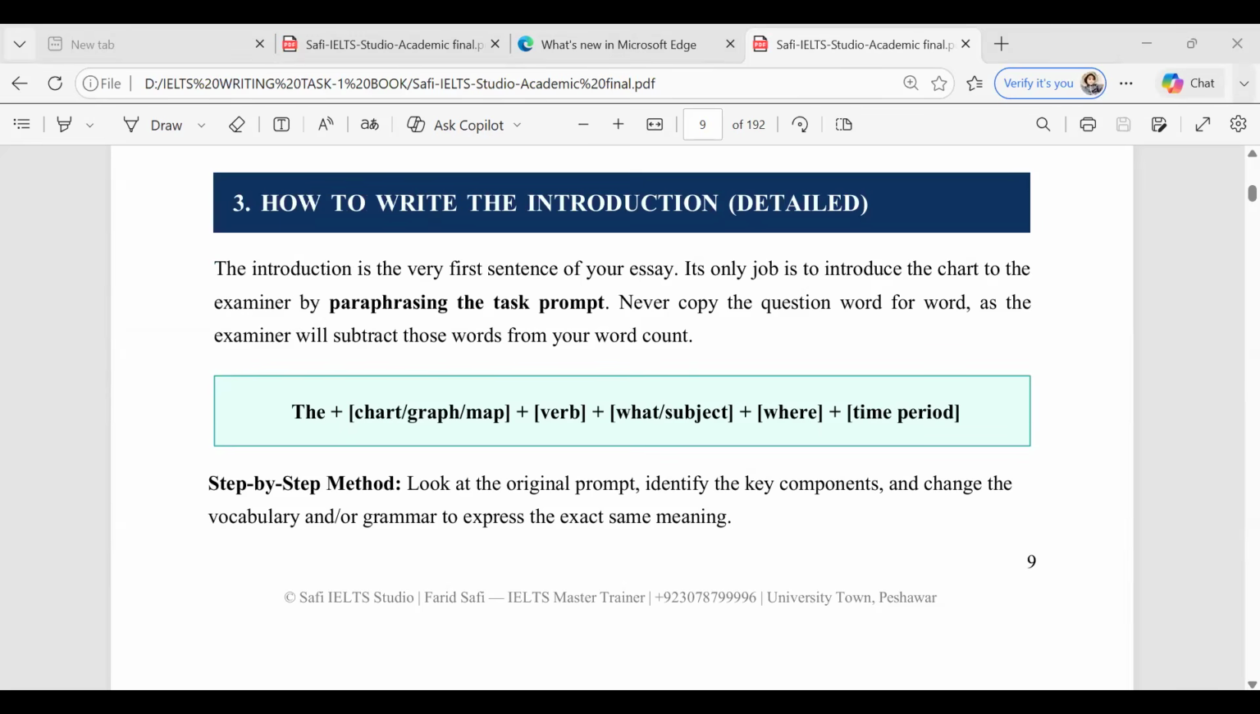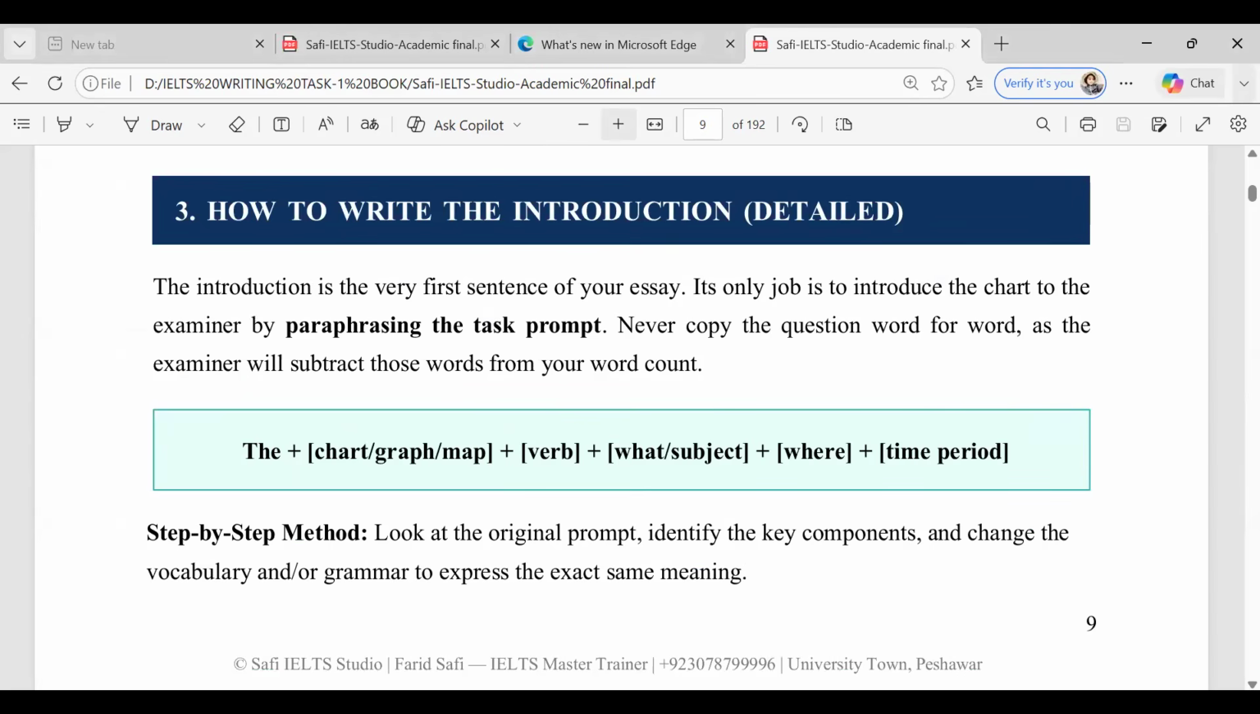All right. So what we need to write here is an introduction for this part. The introduction is the very first sentence of your essay. Its only job is to introduce the chart given by the examiner, clear? And this is the formula we are going to use.